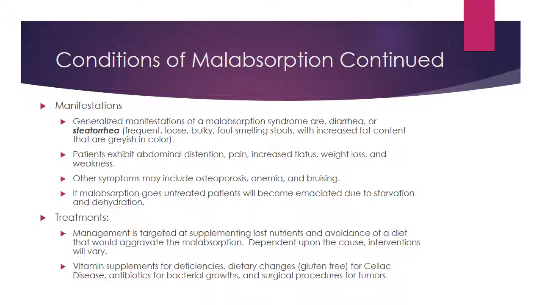So the treatment targets supplementing lost nutrients and avoiding diets that would aggravate the malabsorption. Depending on the cause, interventions will actually vary. And vitamin supplements are a big one. Dietary changes for celiac disease, antibiotics, and surgical procedures if there's tumors.